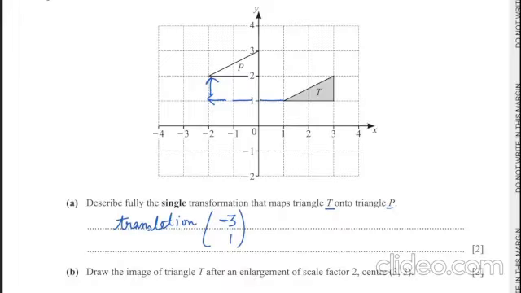Now we will see the next question. We have to draw the image of triangle T after an enlargement of scale factor 2 and center 3, 3. Where is your center? Center is 3, 3, the center of enlargement. From the center of enlargement, you have to draw an enlarged image with scale factor 2. So from this center, this vertex is 1 step below. So the image will be two steps below. So this will be the vertex of the image of this, and this is two steps below.